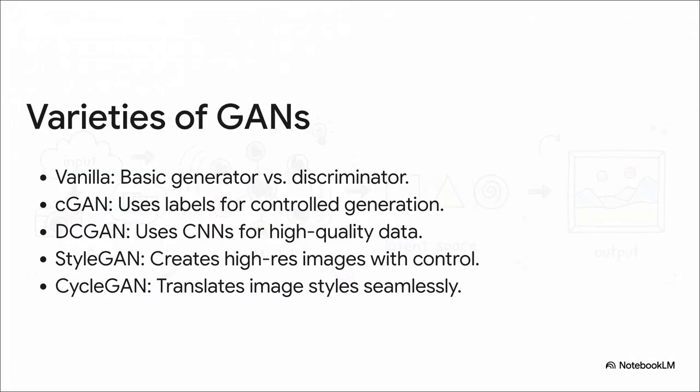And because this architecture is so effective, it spawned a whole family of specialized GANs. Vanilla GANs are your basic setup, but say you need control over generation using specific labels. Conditional GANs, or CGANs, handle that. Deep convolutional GANs use CNNs for high-quality structured data. And if you want ultra-high-resolution images with fine-grained control, or to translate image styles like turning a normal photo into a painting, StyleGAN and CycleGAN give creators that exact kind of granular power.